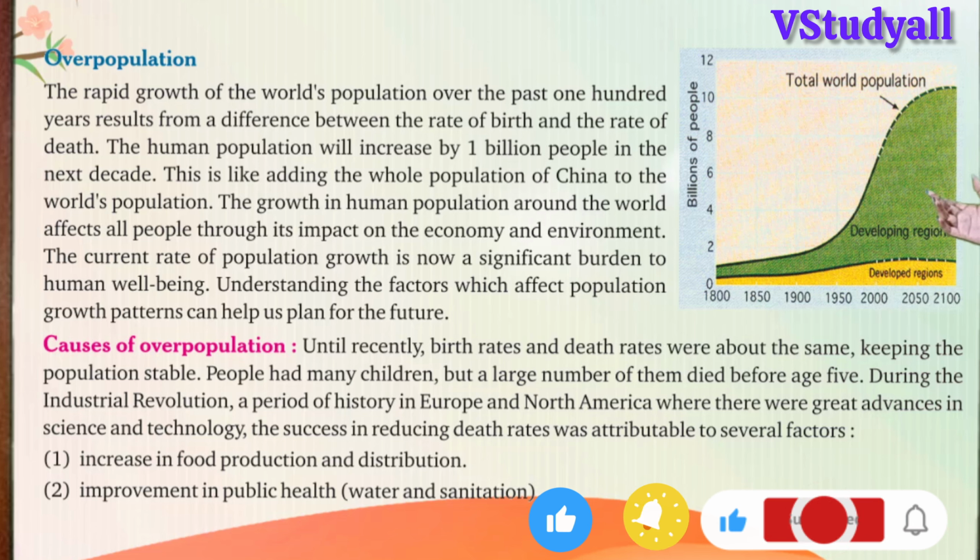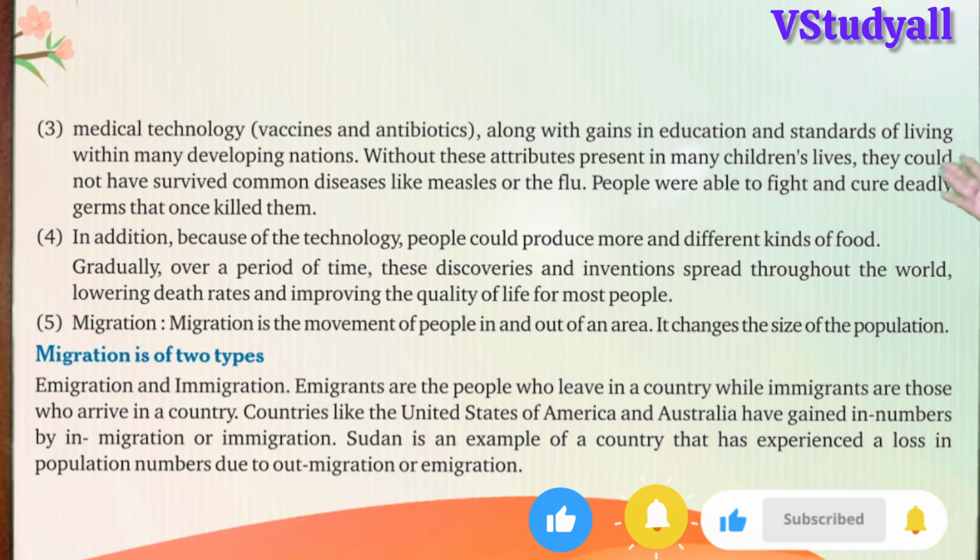First, increase in food production and distribution, improvement in public health, water and sanitation. Medical technology, vaccines and antibiotics, along with the gains in education and standards of living within many developing nations. Without these attributes present in many children's lives, they could not have survived common diseases like measles or the flu. People were able to fight and cure deadly germs that once killed them.